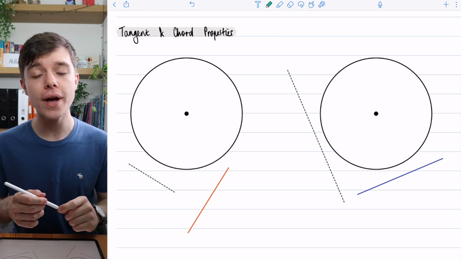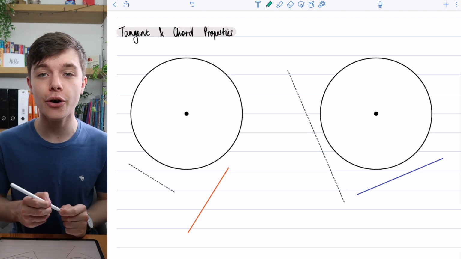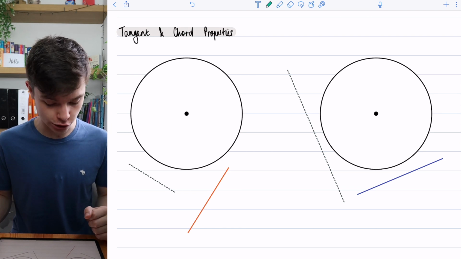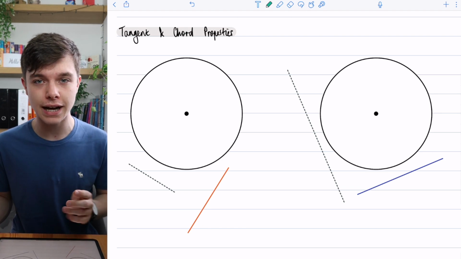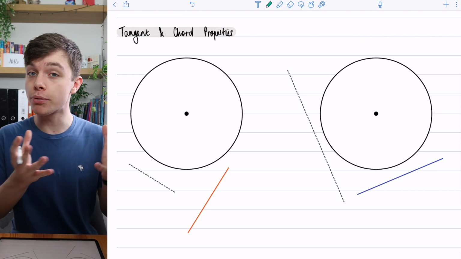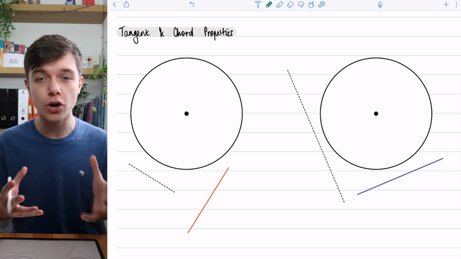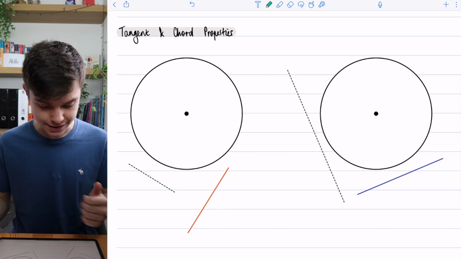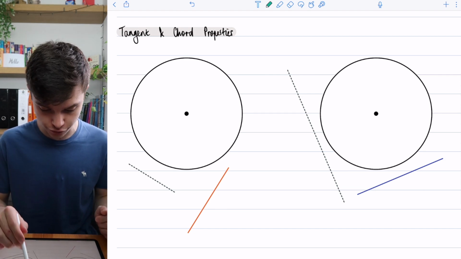In this video, we're going to have a look at tangent and chord properties. On screen, we have got two circles and we've got four straight lines. Before we jump into the properties of tangents and chords, let's have a look at what a tangent and a chord actually is. So we'll look at the first circle first.